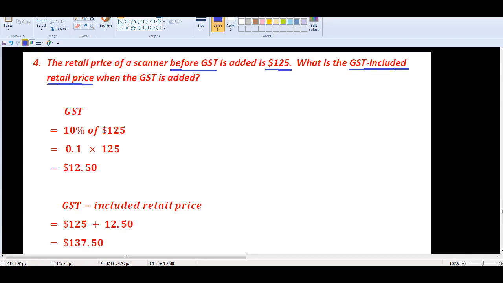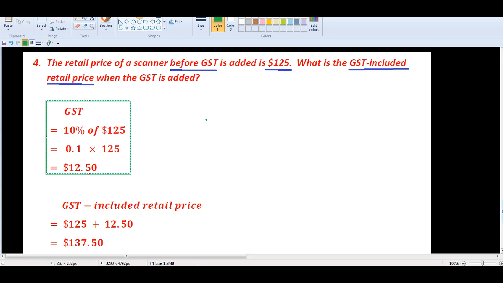Okay, so there will be two parts to the answer. The first part is you need to calculate the GST. The first part will be just the same as what we have done before. You just use the price before GST times 10%, or divided by 10, and for this one, 125, so 10% of it is $12.50.